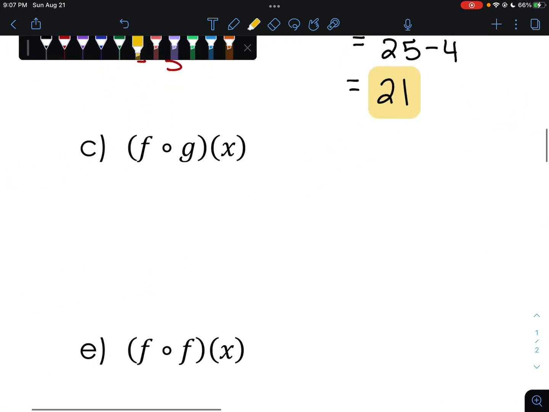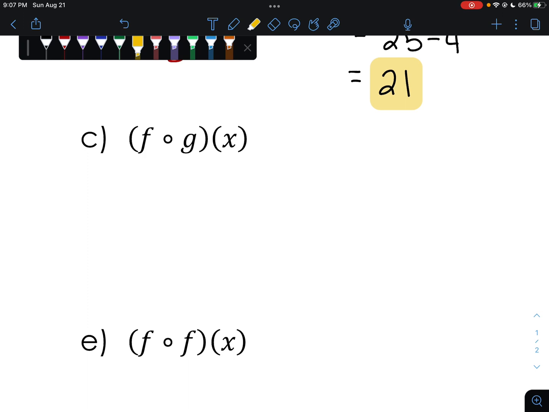Looking at our next one, for C. Now we're using just variables. It is the exact same concept, except now we're going to plug a whole function into another function. So here we go. We have f of g of x. We're going to plug g of x in. So g of x is equal to 3x minus 1.